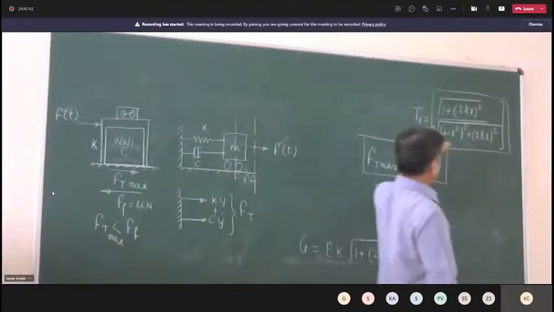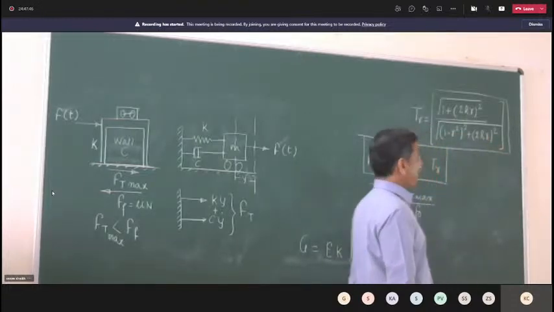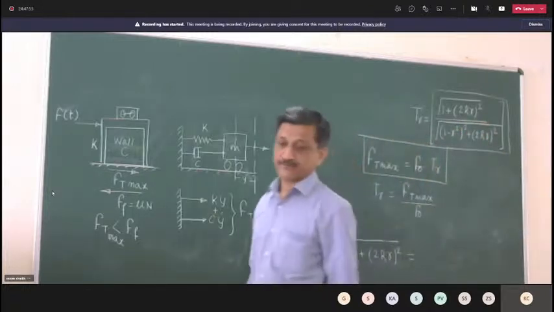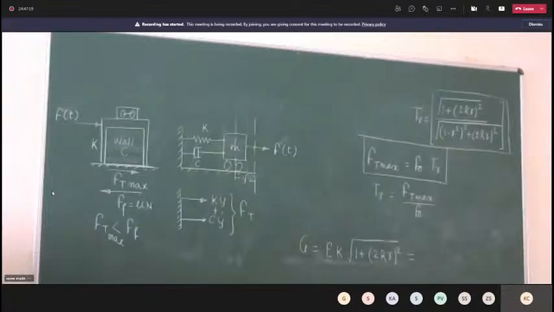The denominator of transmissibility is the magnification factor. Transmissibility depends on only two terms. One is capital R and one is small r. So you can say transmissibility depends on the damping ratio, in the bracket you can write capital R, and the frequency ratio small r. Now, how transmissibility varies? We will plot the graph of transmissibility versus small r maybe tomorrow. We'll stop here for today.